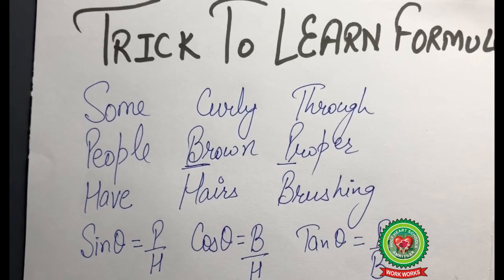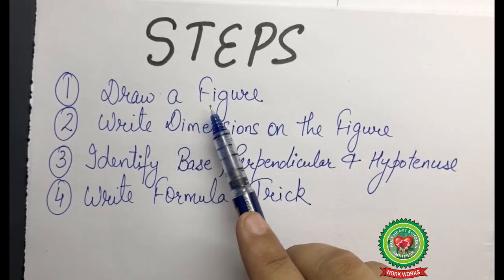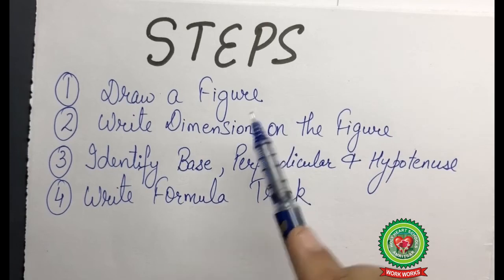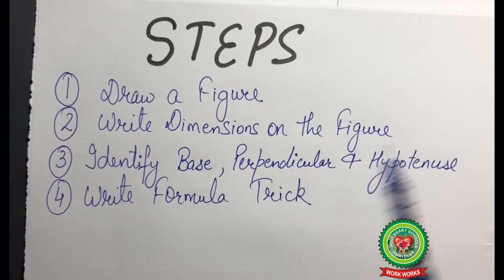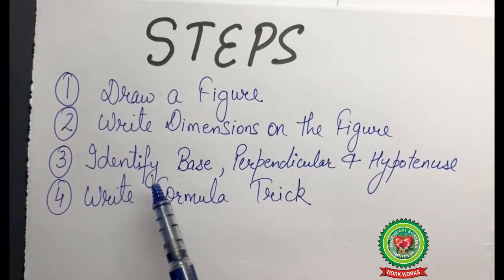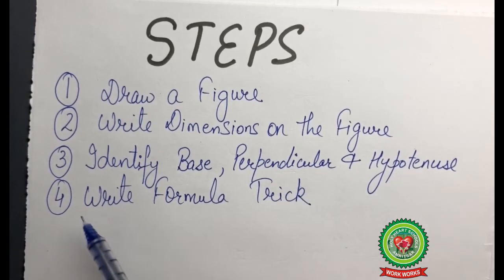But before that, let us discuss some steps for solving our sum. The first step is we are going to draw a figure in each and every sum. Number 2, we are going to write down the dimensions on the figure also. Number 3, we are going to identify base, perpendicular and hypotenuse. Number 4, we are going to write down the formula trick on one side on each and every sum that we are going to solve.